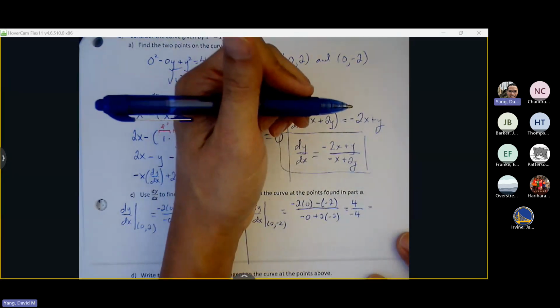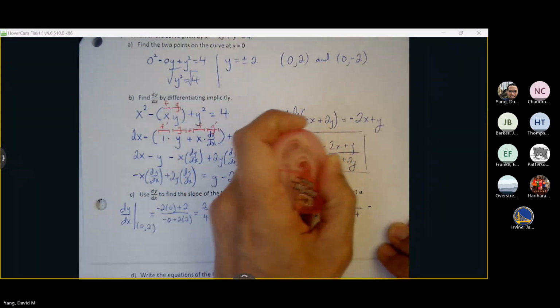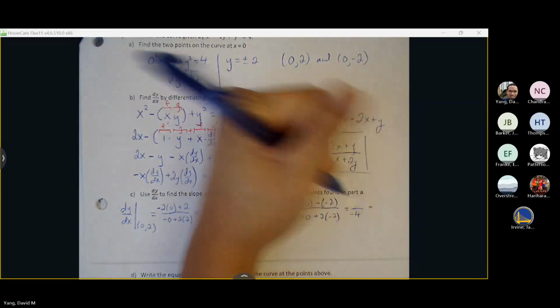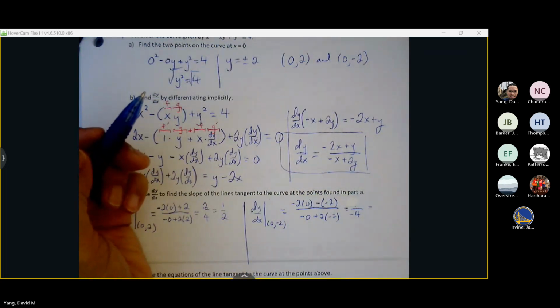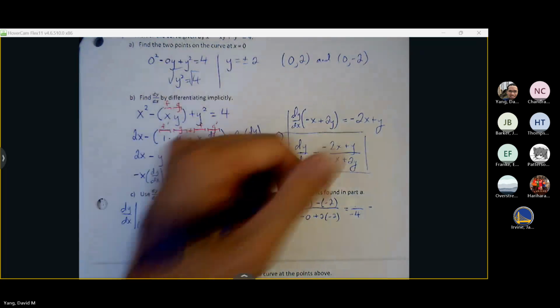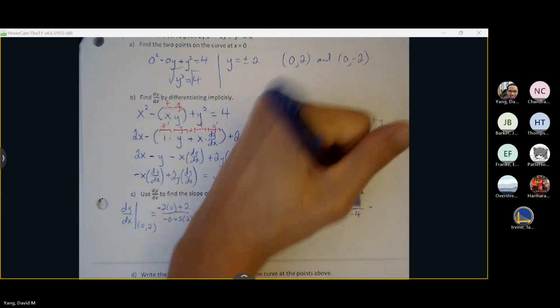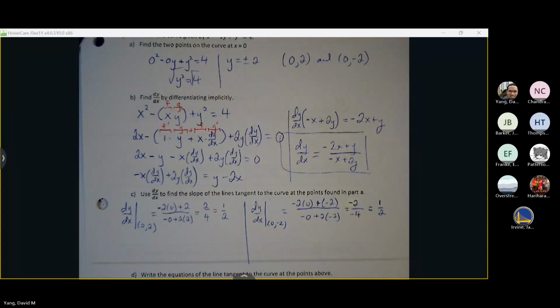Oops, let's see. Sorry. Here, could be 2. Plus. Okay, they both happen to have the same slope.